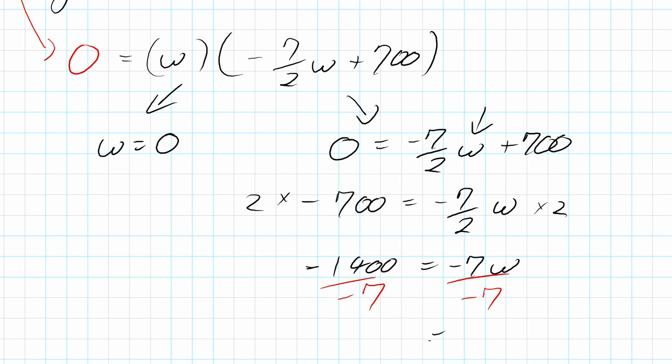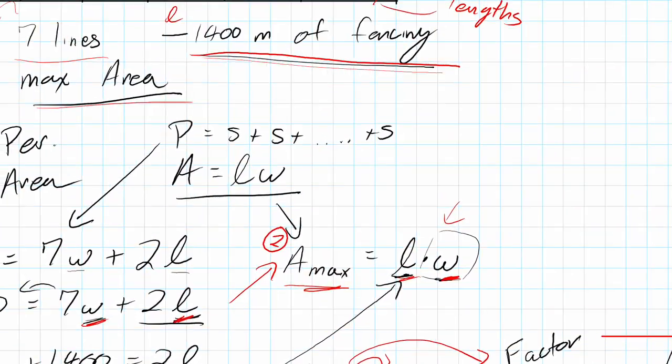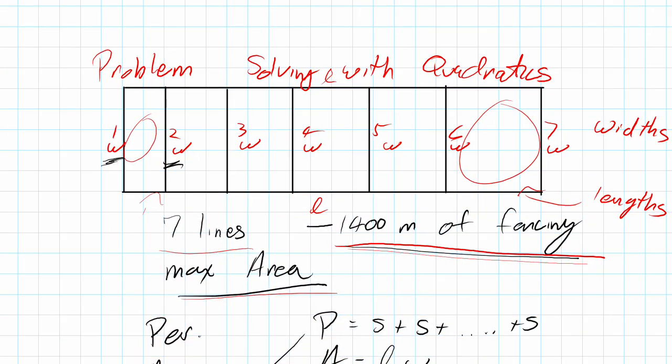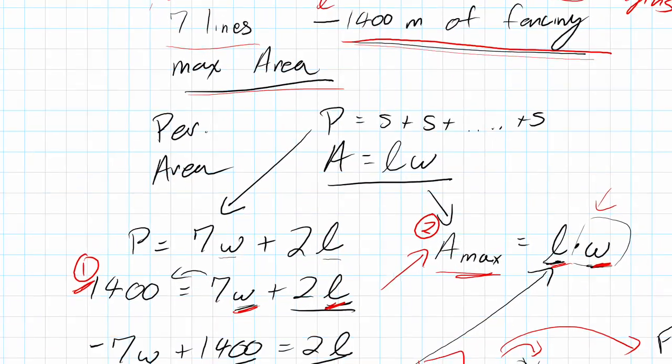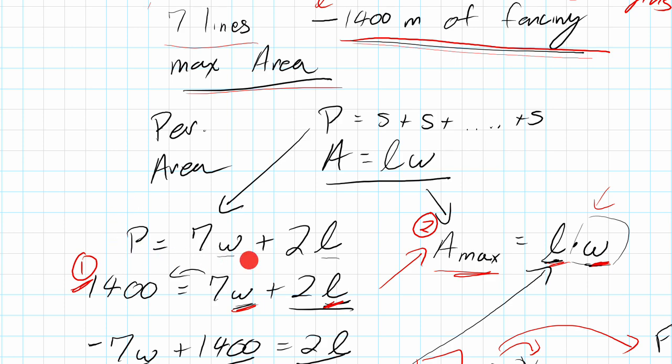And we're going to get a width that's equal to negative divided by negative is a positive, 200. So if we go back up, what we've just discovered is in order to maximize the area, we need these widths to be 200, okay? Now, we can use that information to figure out the lengths of this. We know our perimeter. Where's my perimeter formula? Here it is.